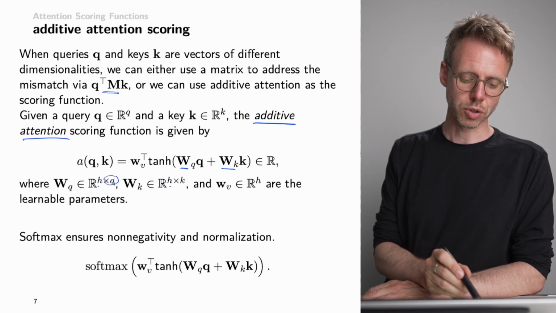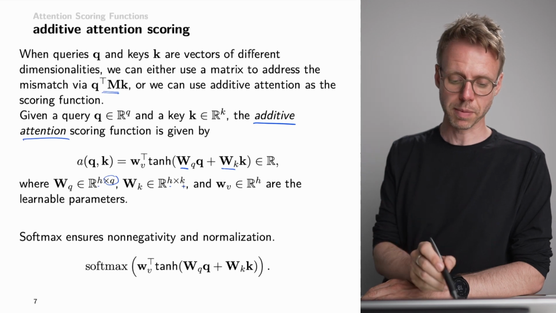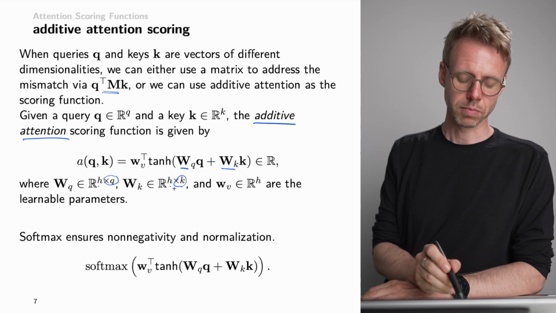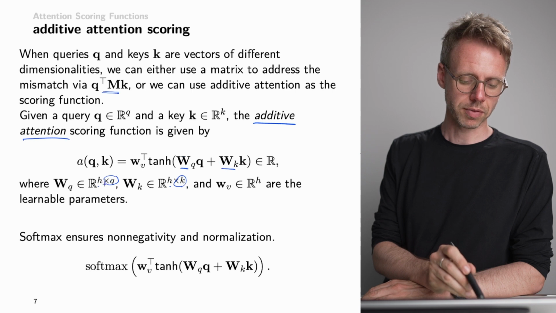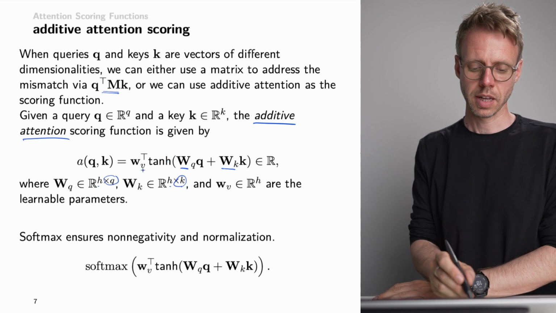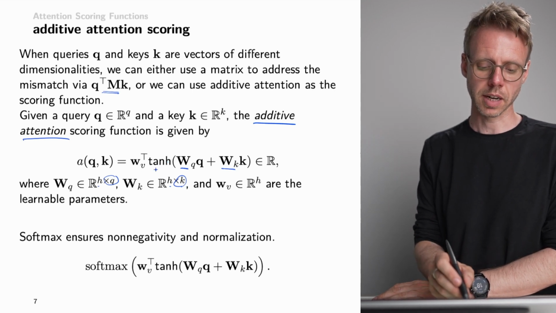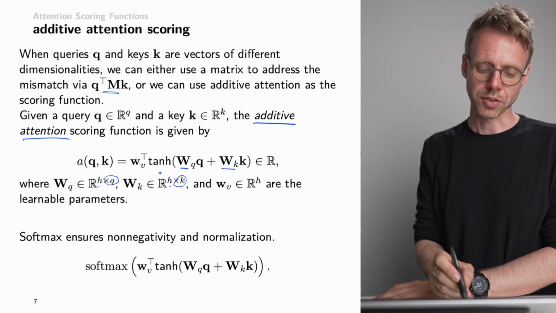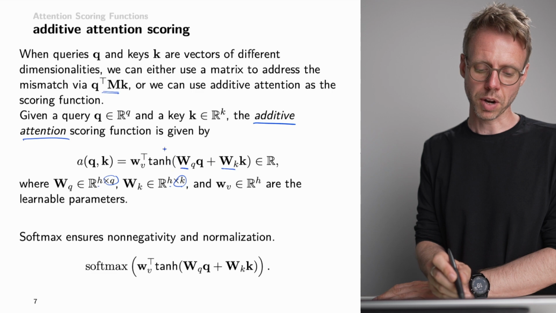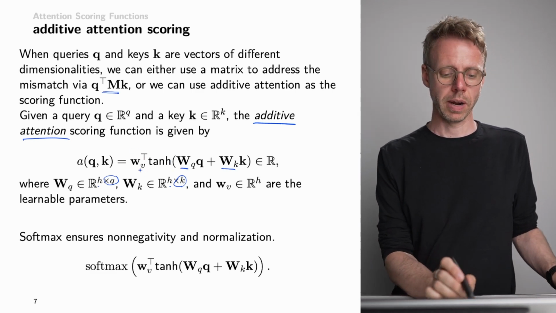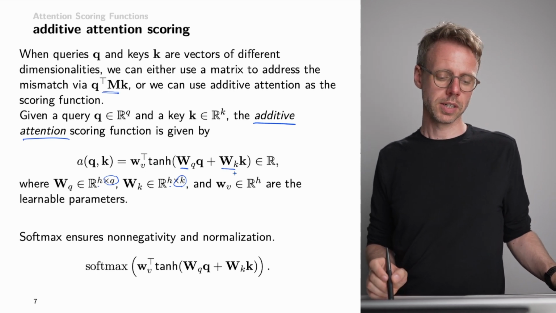So the number of dimensions of the query could be q, and the number of dimensions of the key could be k. But after this multiplication of each of those, each of those terms would then have dimension h, and they would be identical, so we can add them up and apply this element-wise tanh function to bring them to the range of -1 to 1, and then multiply another weight vector to the result of that.